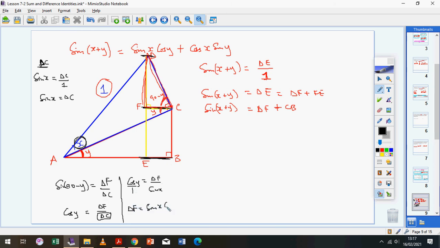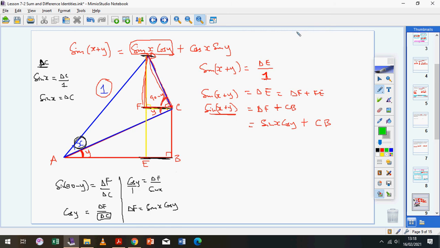So back to my equation that I'm trying to prove for sine of x plus y, I already know what DF is. DF is sine of x times the cosine of y. See, I'm halfway there because I have half of it already. I need to figure out the other half, which is CB, because remember CB was the same thing as FE. So CB is the opposite of the triangle ABC. I'm going to work in this small square up here in green.